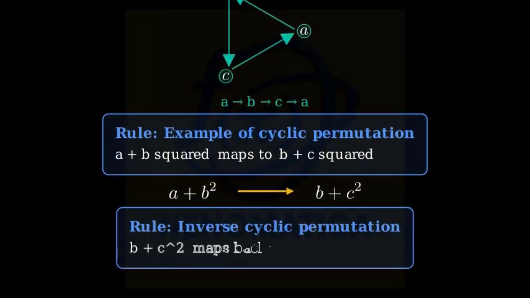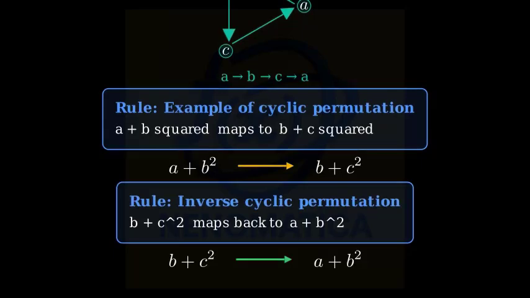Rule: inverse cyclic permutation. The inverse simply rotates in the opposite direction, like B to A and C to B. Step 3. Inverse permutation. Starting with B plus C squared, rotate backward. We return to A plus B squared.